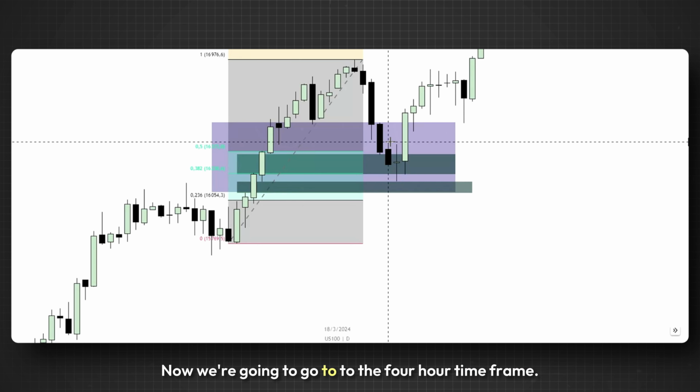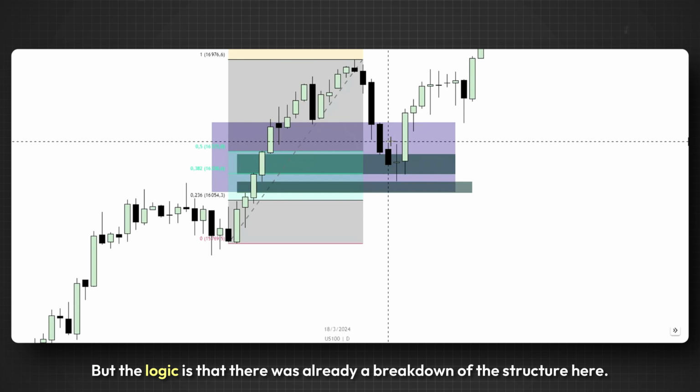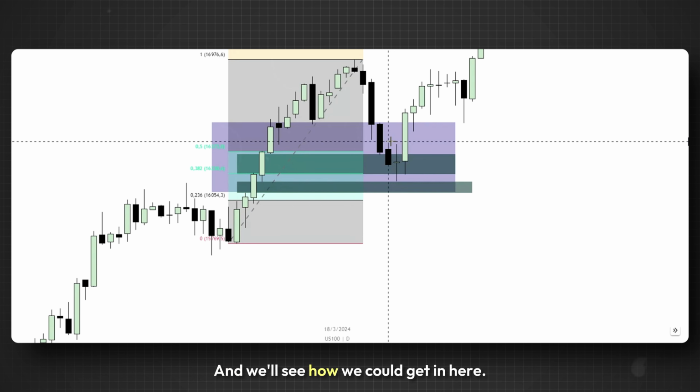Now we're going to go to the 4-hour time frame. And here we had a definite downward movement. Yes. And right here. Now we're going to go to the 1-hour time frame as well. But the logic is that there was already a breakdown of the structure here. Here on the hourly time frame, you can see the breakdown of the structure. And we'll see how we could get in here.